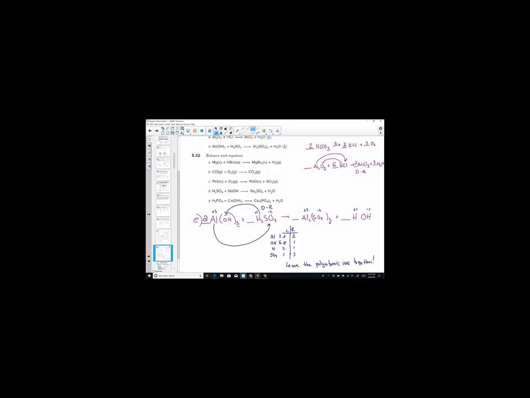All right, let's go down to the next character, the OH, hydroxide. We have 6 of them on the left. Let's put a 6 in front of our water. Repair your T-chart. Because now we have 6 OHs and 6 hydrogens. Count these separate. H, OH. 6 H's and 6 OHs.